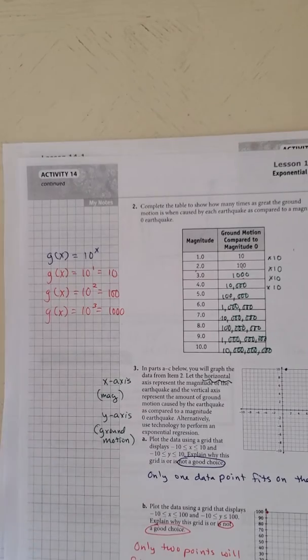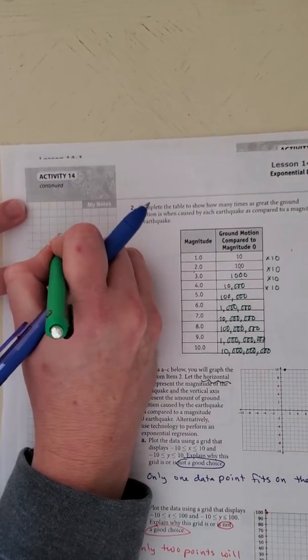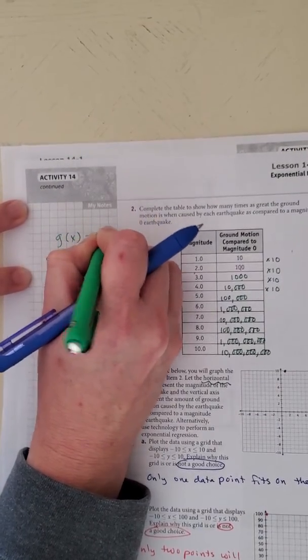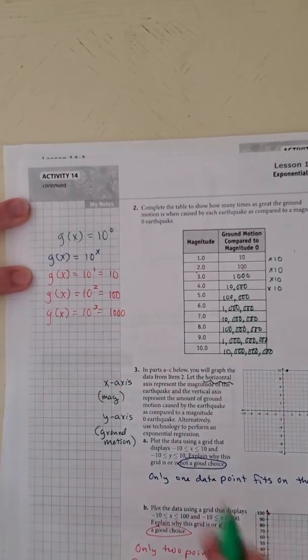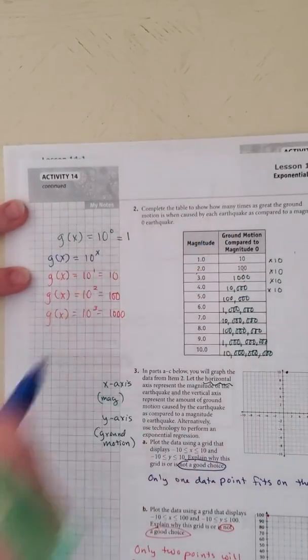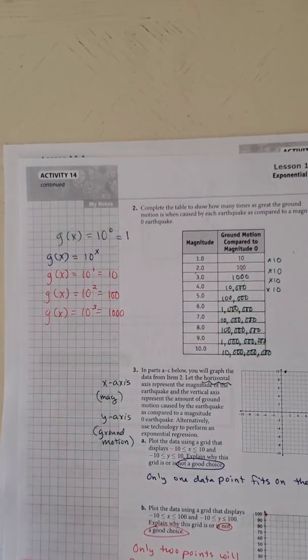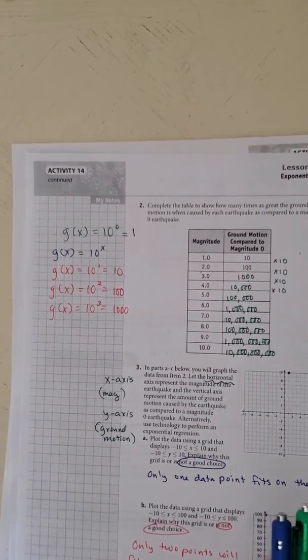And then we should also check for our initial value. If we have 10 to the 0, right? Anything raised to the 0 power is 1, and that was my initial value. So always confirm when you write a function that you have the correct function.